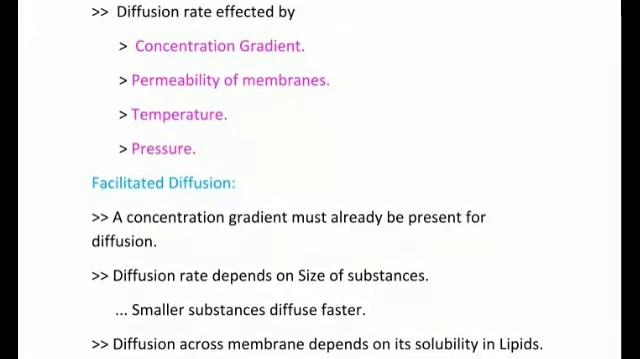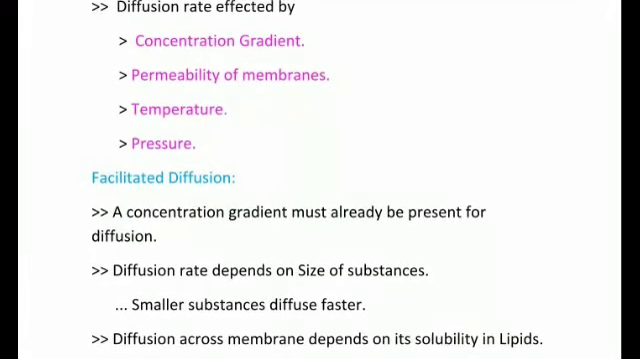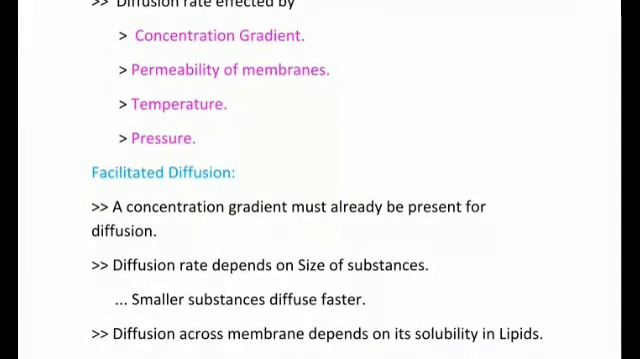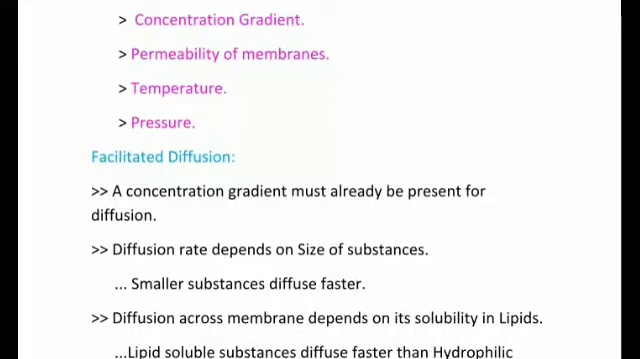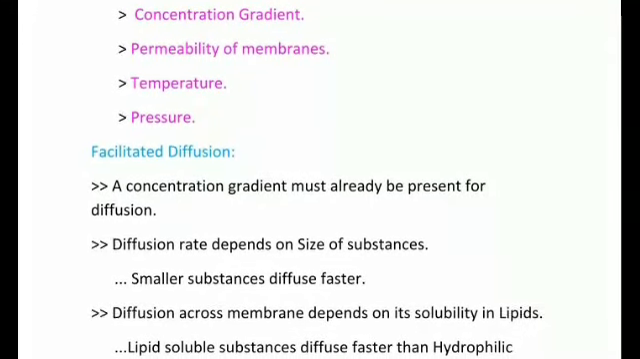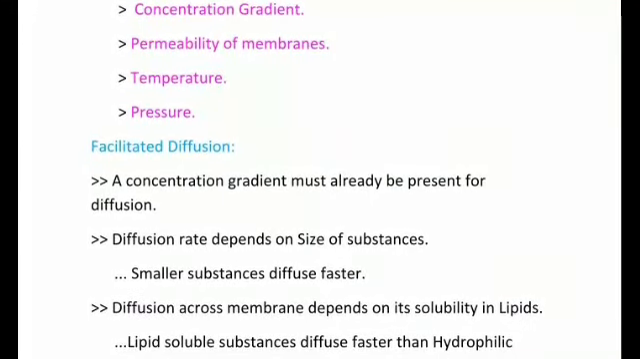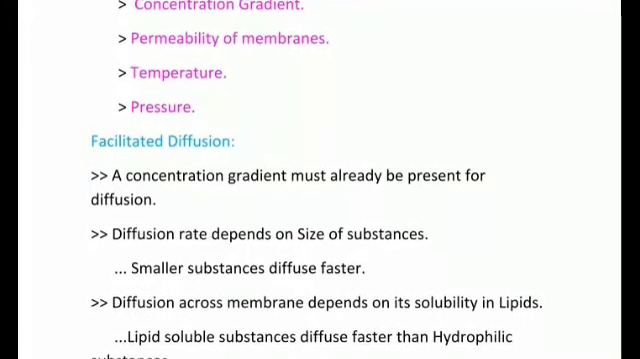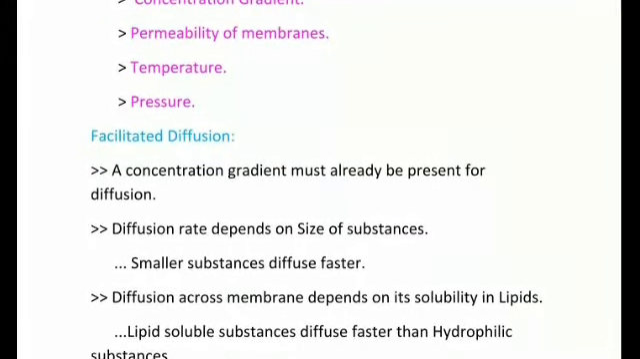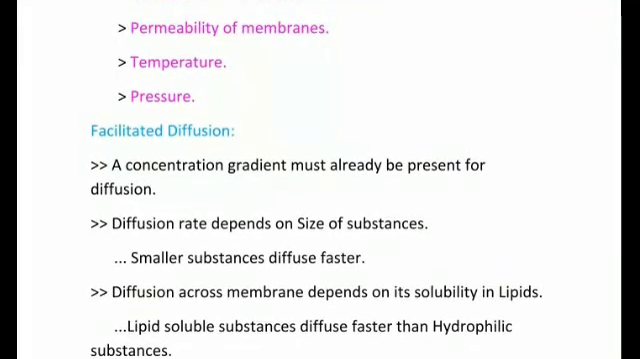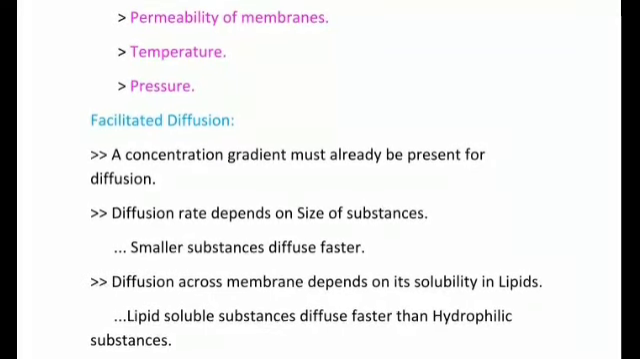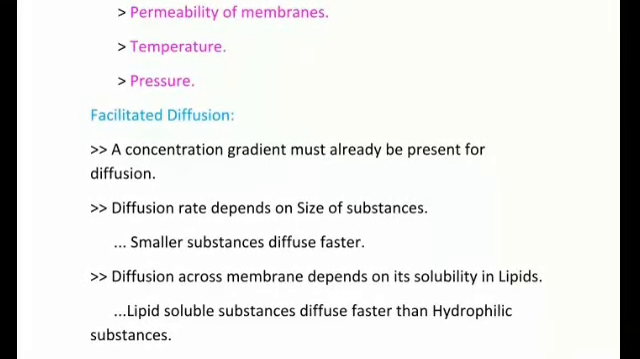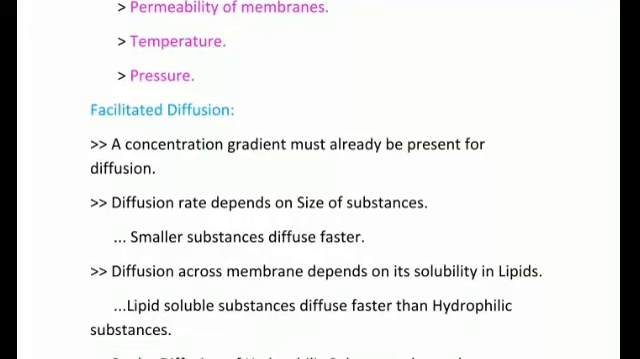Next, we have to know what is facilitated diffusion. As we know, for the diffusion process, there must be two different concentrations. They are higher concentration and lower concentration. And diffusion always takes place from the region of higher concentration to the region of lower concentration. So that is concentration gradient. So for diffusion, there must be a concentration gradient, and the rate of diffusion depends on the size of the substances.